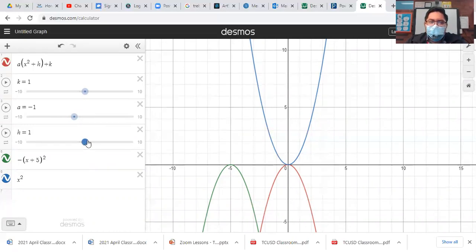So if I make it negative, which way do you think it's going to go? Well, let's see. If I move it to the negative direction, so if I move it to -5, yeah, it is going to go sideways. Wait a minute. Oh, it's going up? No, that's not right. Why is it doing that?